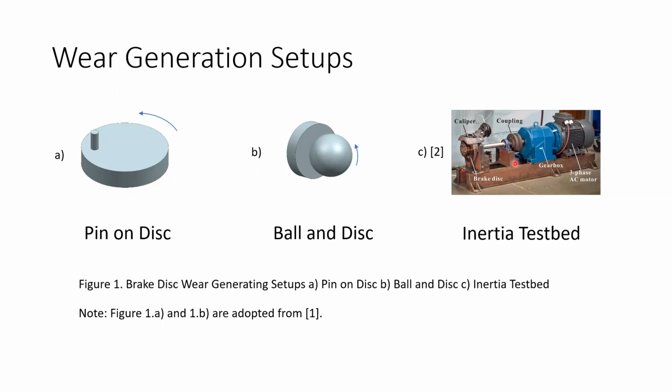Inertia test bed is another setup for the analysis of brake materials. This setup represents the actual contact between a friction pair better. Although the accuracy is better, since it is more costly, this setup is used less frequently than the previous methods.